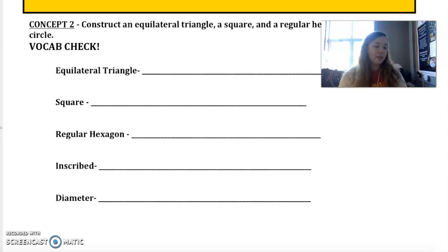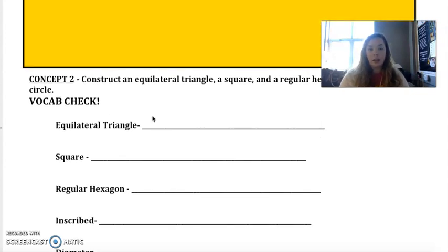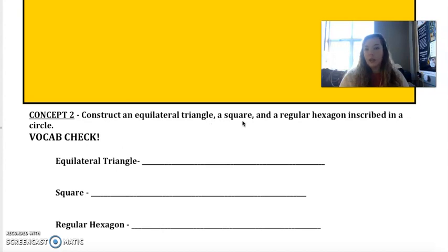All right, guys, today we are finishing up our constructions notes. So first for this piece underneath, we're going to look at constructing an equilateral triangle, a square, and a regular hexagon inscribed inside a circle. So we'll talk about some vocab first here. I'm going to type it.